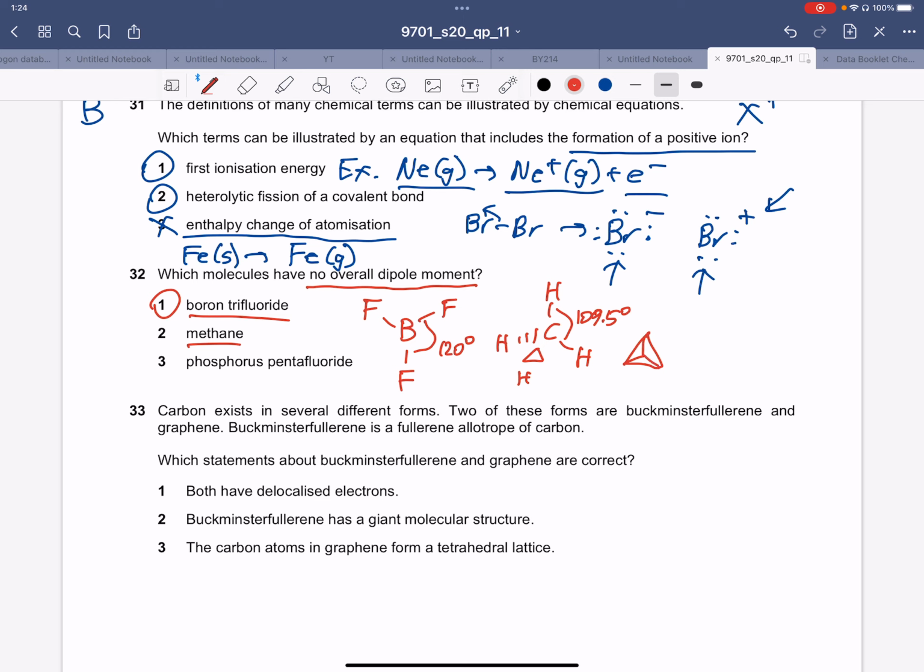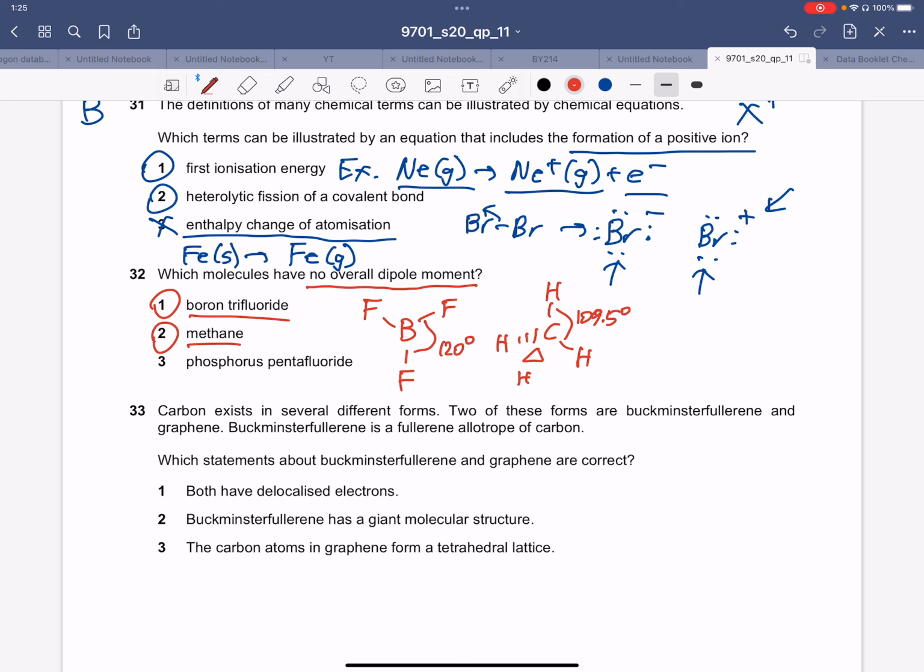And what that means is this also is symmetric. So since the center of this atom, the carbon, would be right here, this is actually a symmetric molecule, therefore you don't have an overall dipole charge, so that is actually correct as well. Now our last one's a bit more confusing.